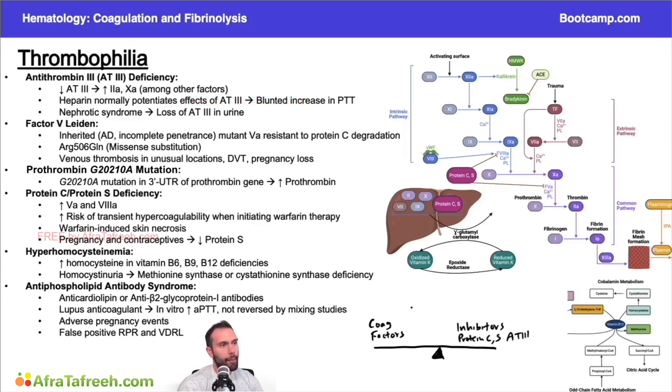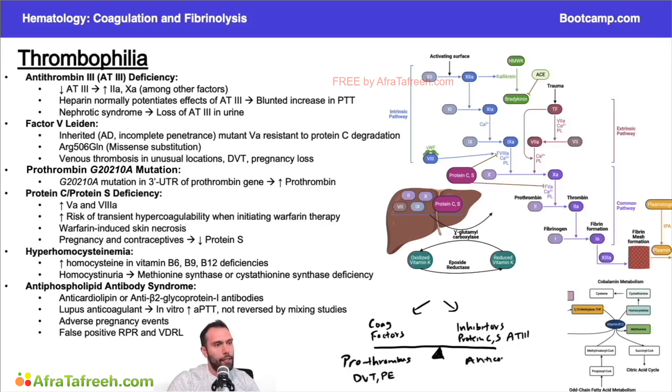And so if I tip in one direction or the other, I can end up potentially in a prothrombotic state where I'm at risk for things like DVTs and pulmonary embolus. I'm just going to put DVT here, PE. And then on the other side of that, if I tip too far this way, I could be in an anticoagulated state, and then I'm worried about bleeding potentially.